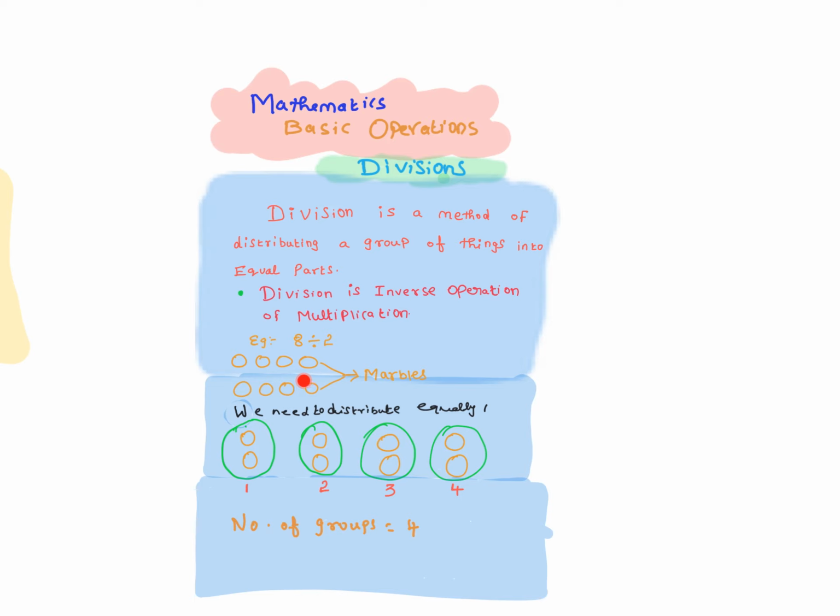So I am writing here 8 marbles. We need to distribute them equally. How do we distribute? In one group, we distribute 2 marbles. So 1, 2, 3, 4. So in total there are 4 groups.